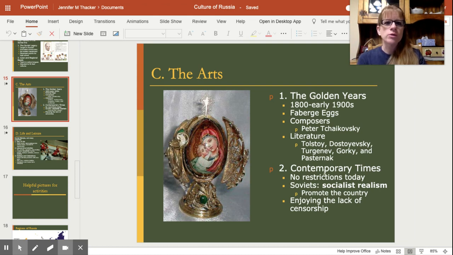During the Soviet Union, though, most people didn't have access to artwork and to music. But now they don't have any restrictions. They're allowed to enjoy whatever floats their boat, so to speak.